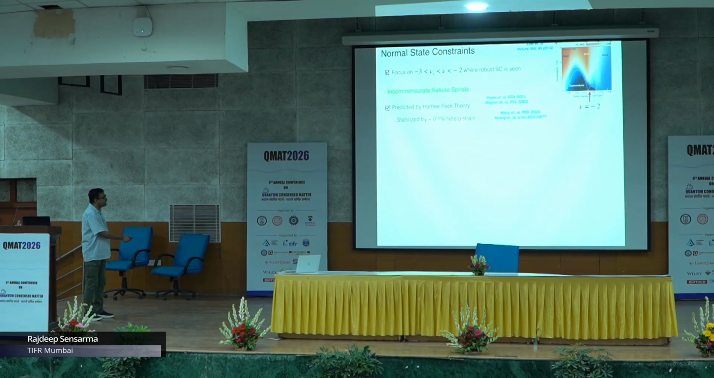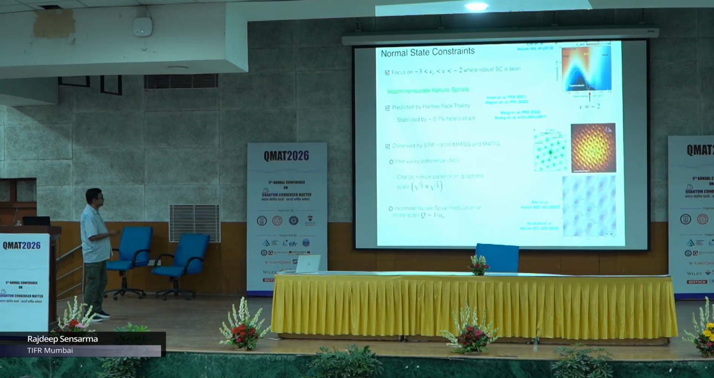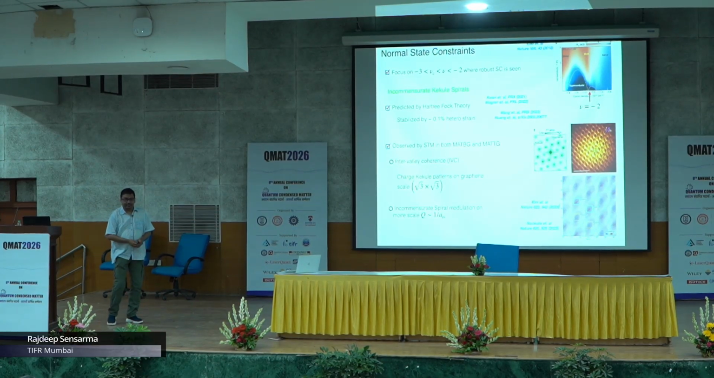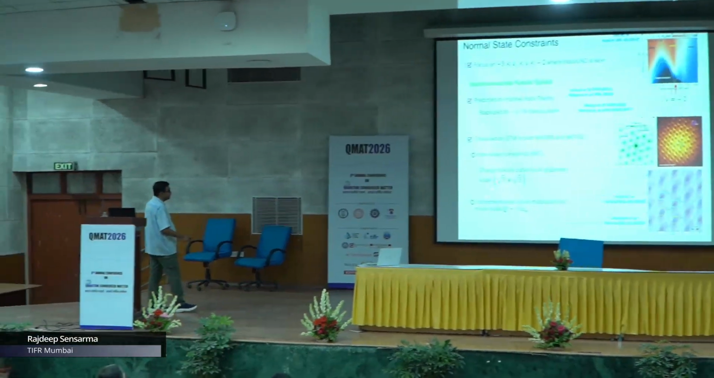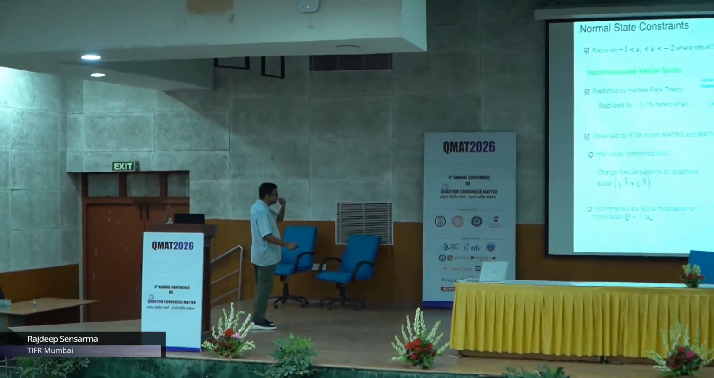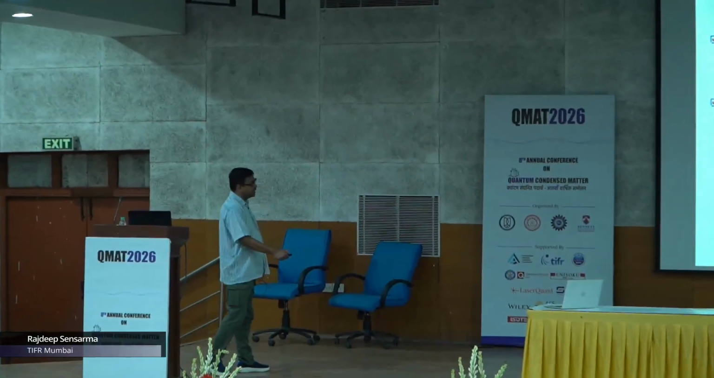And it's stabilized by a very small amount of heterostrain, which is almost always there in the samples. More importantly, it was observed by STM. So what is Kekule spirals? These are inter-valley coherent states, which means on a graphene scale, there will be charge density oscillations from lattice site to lattice site in this famous Kekule pattern or √3 cross √3 pattern. And this was picked up in STM experiments.